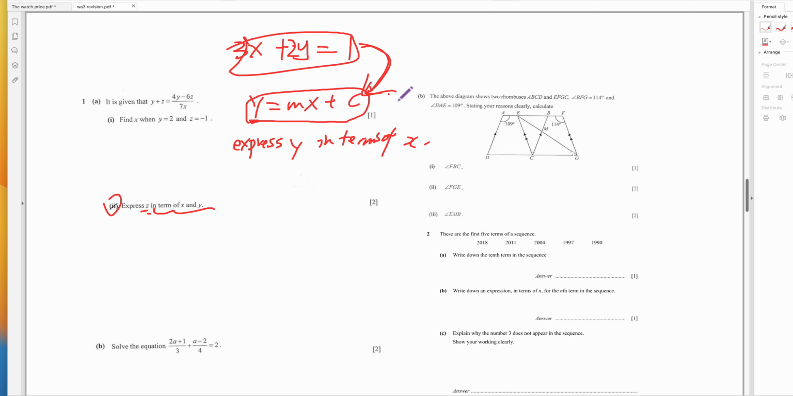How? Okay. 3x. So y equals 1. 2y. I want y. Y equals. I got it.